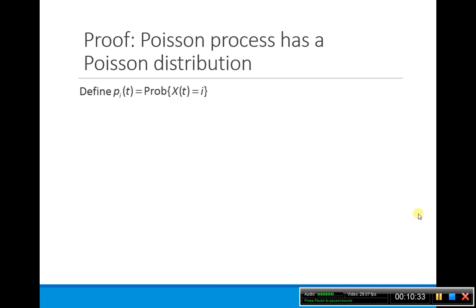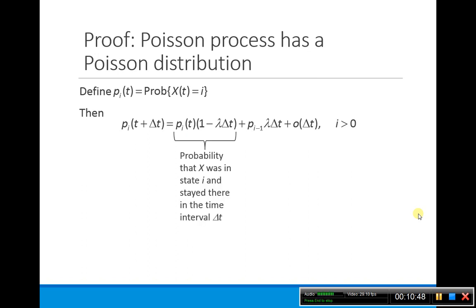Okay, so let's start off by defining the probability that X of t is equal to i. How do we actually get to state i? There are two ways of getting to state i. Looking at the first part, the first way is if I was in state i and I stayed in state i. So the probability that I'm in state i at time t plus delta t is equal to the probability that I was there and stayed there.